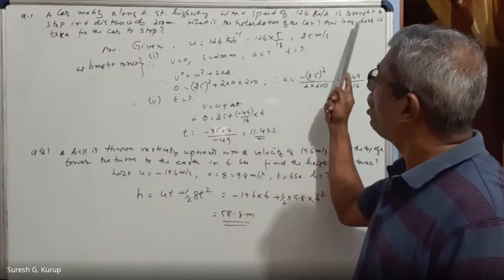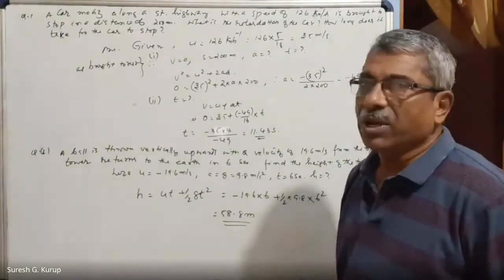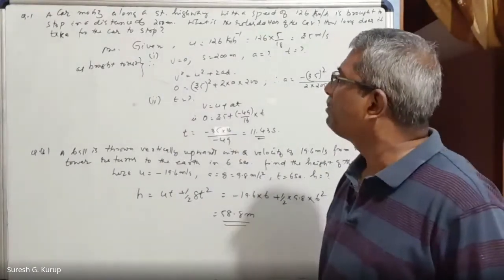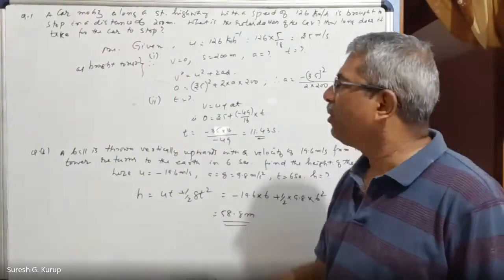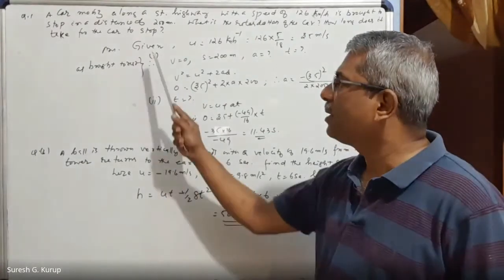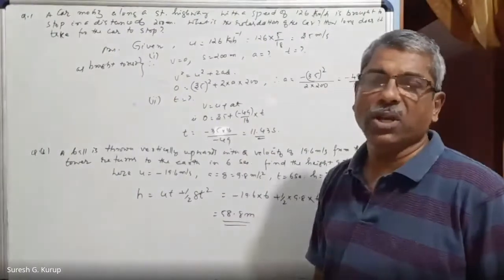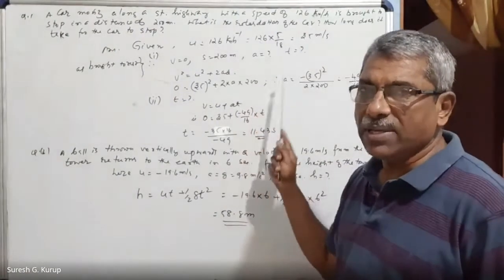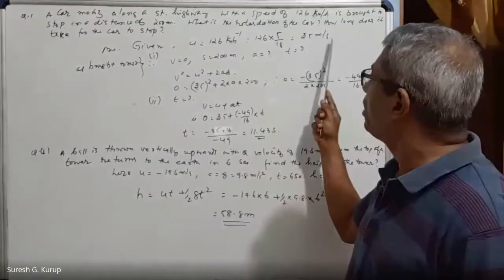How long does it take for the car to stop? The car is moving in a straight highway. What is the speed of that? Speed is 126 km per hour. First of all, the things given in the question are written like this. Given u is equal to 126 km per hour, which is 126 into 5 by 18 meter per second. That's equal to 35 meter per second.